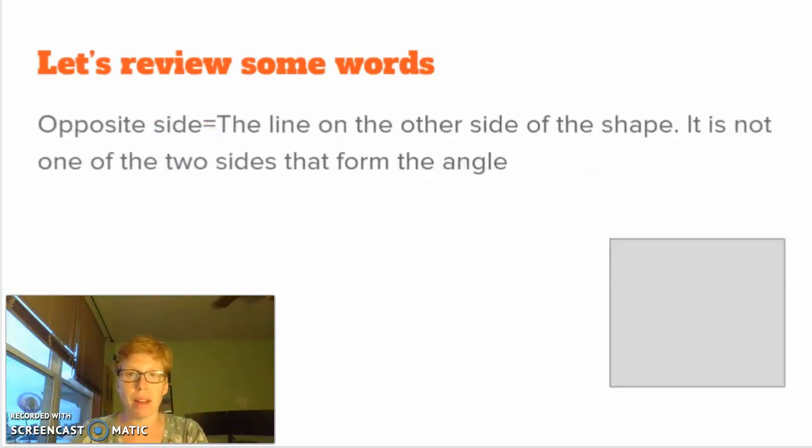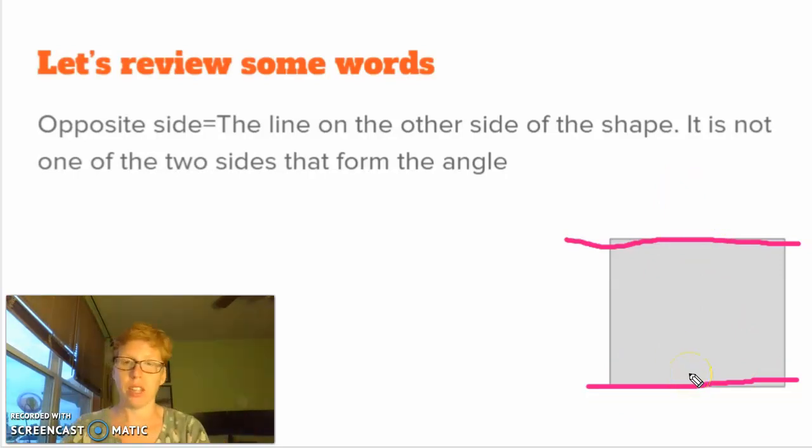And the last word we're going to talk about now is opposite sides. This will help you when you're thinking of parallel lines. When you need to find a line that is parallel, you're thinking the other side of the shape. So this is my bottom line on the shape. The opposite line is the one across it. Okay? It's not one of the lines that form an angle or where they intersect. Okay? So opposite side, the side that is across the shape directly from it.